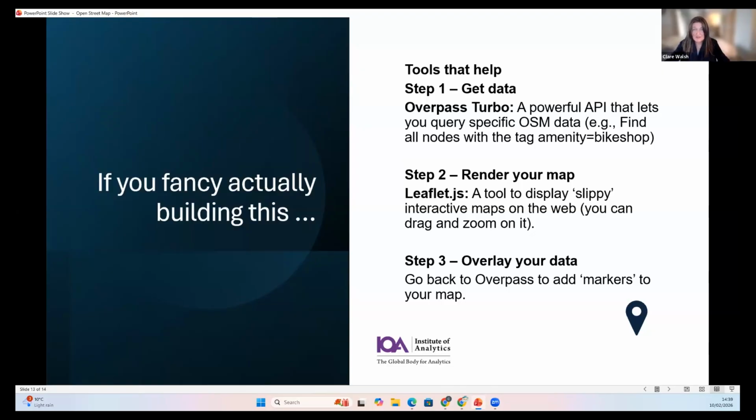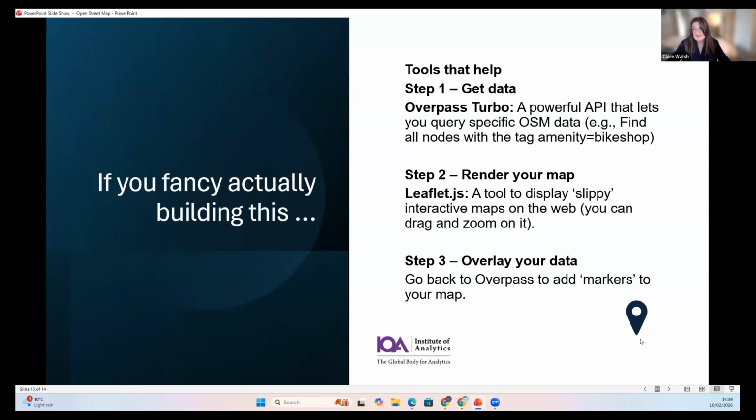If you're so inspired you'd like to actually have a go at building this, Leaflet.js is a really nice tool to make slippy maps. Slippy maps means that you can move around them and the map stays centered, or you can zoom in or zoom out, just as I was doing with the web view of OpenStreetMaps. That's a really great tool. And then you just go back to Overpass and overlay your markers on your map.